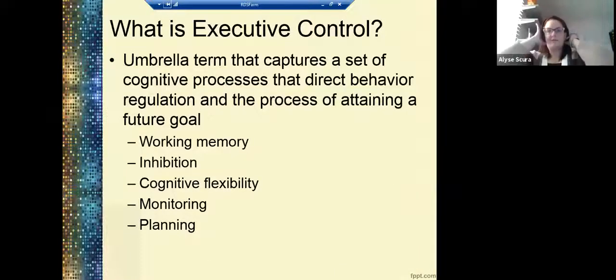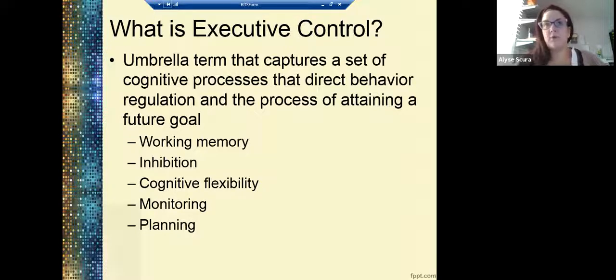So to start, what is executive control? Executive control is this umbrella term. It captures all of the cognitive processes that direct behavior regulation. So obviously, that's very important to the work that we're doing. Almost often, we are involved in our systems because they're having difficulty with behavior regulation.